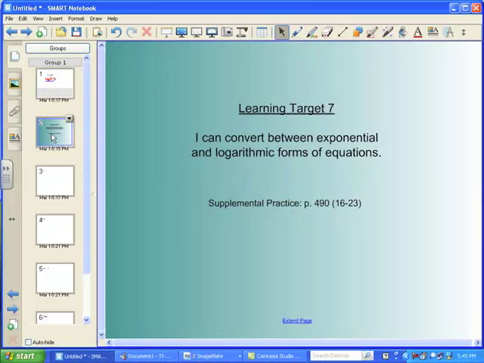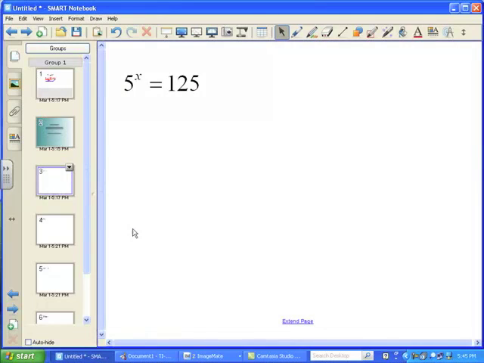So that's what we're doing with learning target 7. You've got to be able to convert between exponential and logarithmic forms of equations. Okay, so here's one for you. 5 to the x equals 125. We'll go ahead and do this one together, and you can follow along or maybe get a step ahead of me.